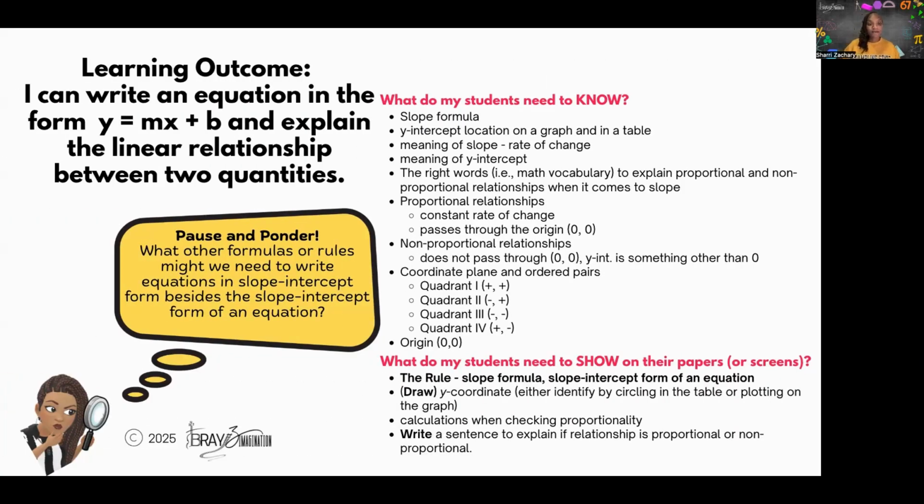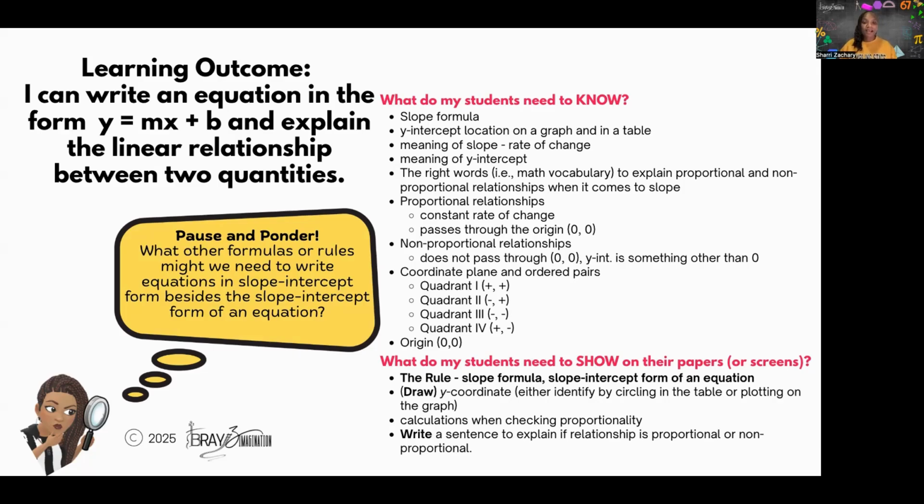So the learning outcome for this lesson is I can write an equation in the form y equals mx plus b, which is the slope-intercept form, and explain the linear relationship between two quantities. And when we're explaining that relationship, we're either saying proportional or non-proportional.